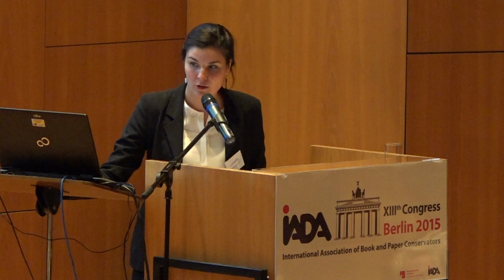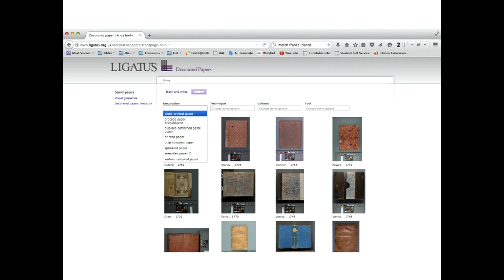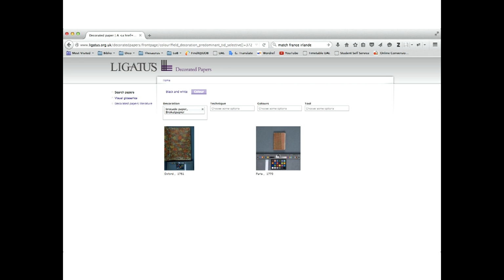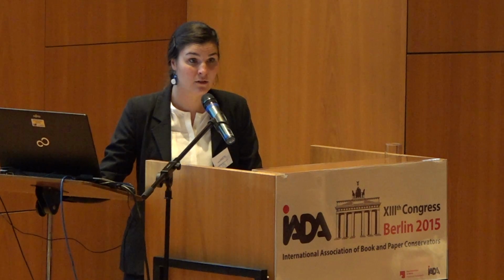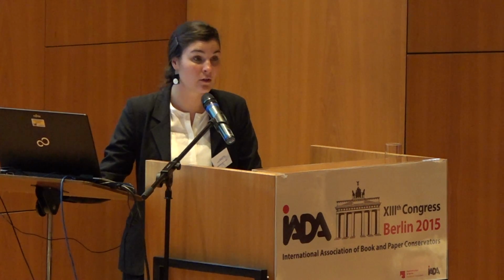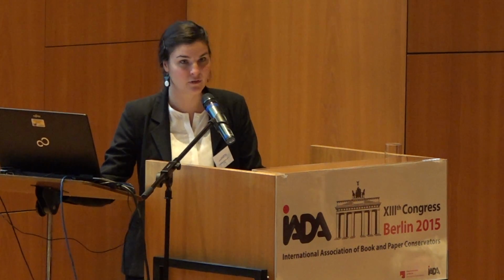Now, when you do the search and put your cursor in one of the filters, you start typing, and then you have all the options automatically displayed in the drop-down menu. And you can choose one. And if I select brocade paper, here you have the selection. We only have two at the moment. And you can then go on refining your search with another field or even in the same field.